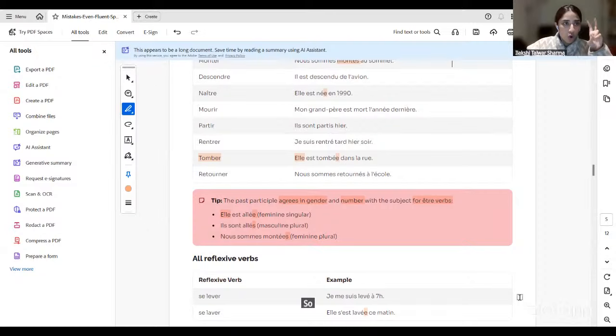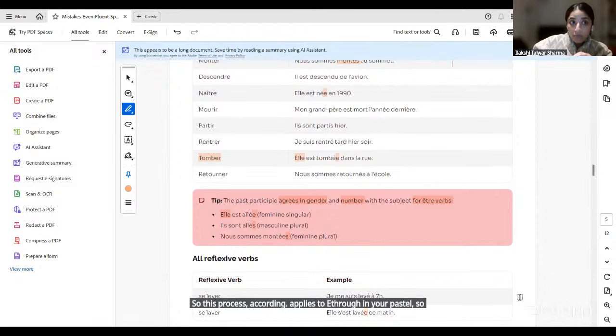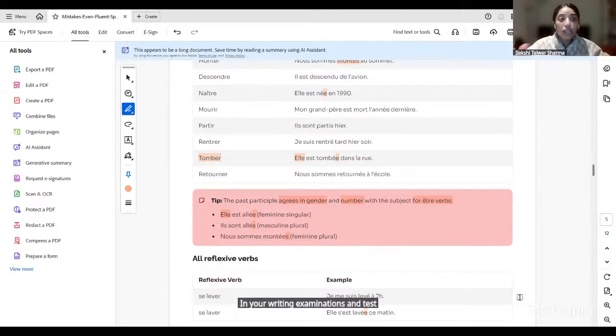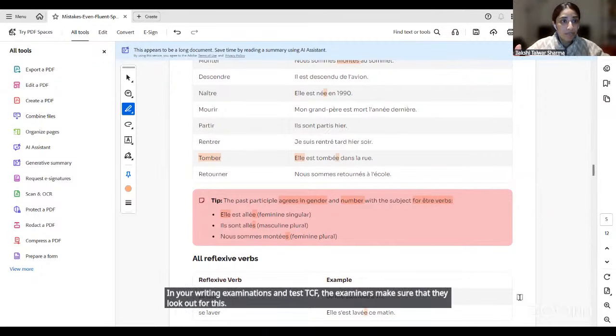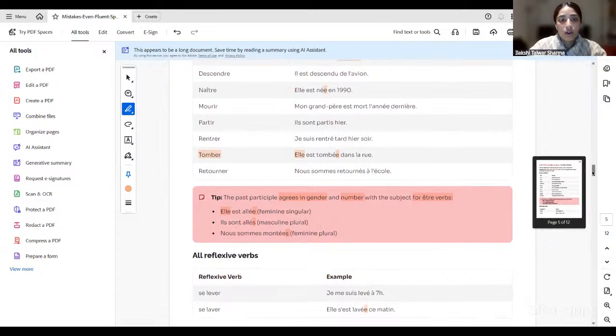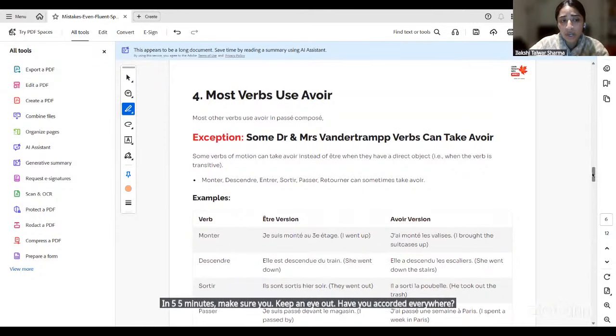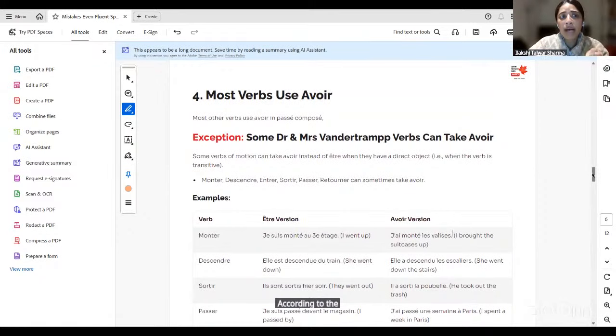So this process of accord applies to être in your past tense or your composed form of verbs. It does not change the pronunciation, so be stress-free about that, but it changes the spelling and is very, very important for your written evaluations. In your writing examinations in TEF TCF, the examiners make sure that they look out for this. All right. Which means, by the way, when you guys are revising your writing in 5 minutes, make sure you keep an eye out. Have you accorded everywhere? Are the adjectives accorded according to the nouns? Have you accorded the past participles or not?